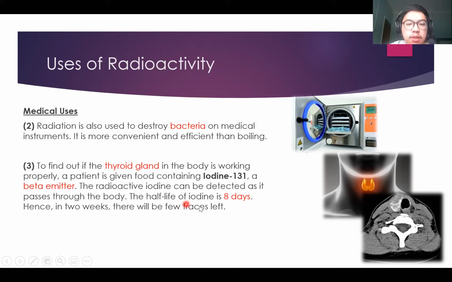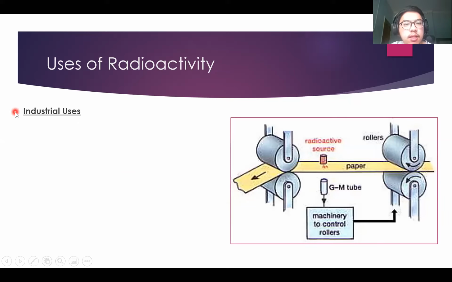The half-life of iodine 131 is 8 days. Hence, in 2 weeks, there will be only a few traces left. So another reason why we use iodine 131 is that it has a short half-life. A short half-life means that it will decay quite quickly and disappear quite quickly, so that it won't cause harm to the body. Now we're going to look at the use of radioactivity in the industrial sector.